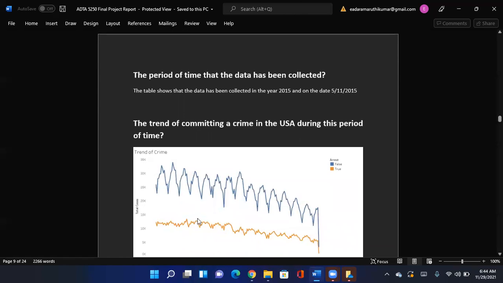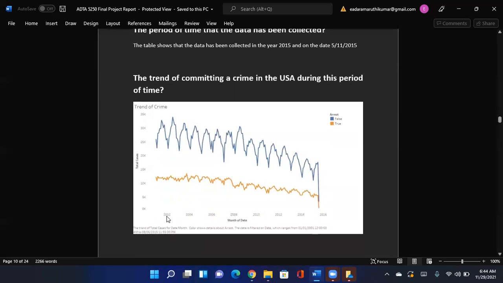And this bar is describing the trend of committing crime in the USA. The trends of committing crime in the USA during the period 2002 to 2016 are shown clearly. We have given color differences: this orange color is true and blue color is false.